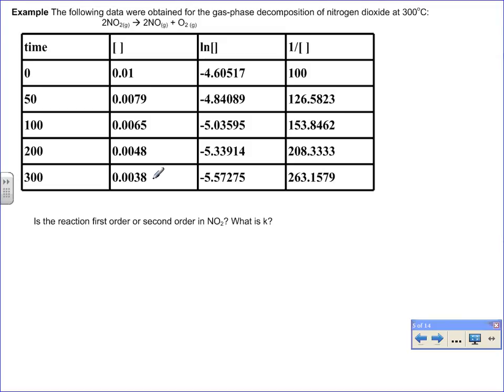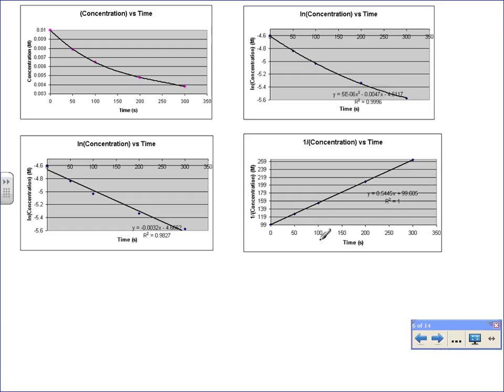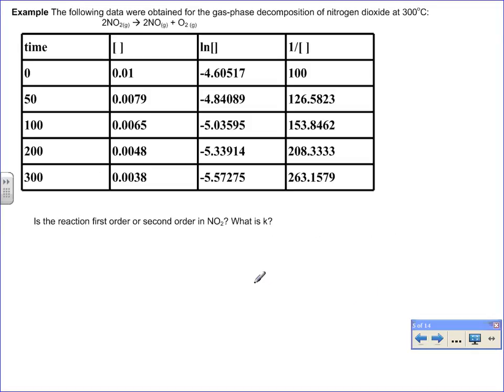Now what we want to be able to do is determine whether the reaction is first order or second order in NO2. And we also want to be able to determine what the K value is. So let's just look ahead for a moment and look at the graphs that I've created from this data. If you look at the graph of concentration versus time, so this is the concentration of NO2 versus time, you'll see that over time the rate is changing gradually. So this is not a zero order function, we know that. What we want to know is if it's first or second order in NO2. So we need to test the data.